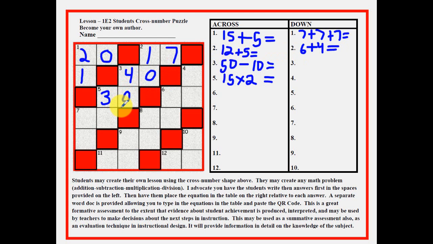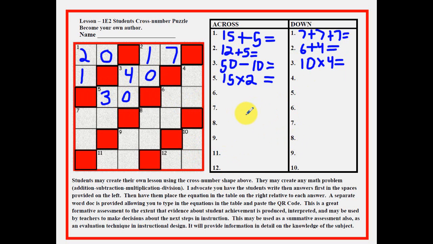Let's look at 3 down. 3 down is 40. So we could say, very simply here again, 10 times 4 equals. So this is why you want to do the across first, because sometimes the answer for one down is provided for you.